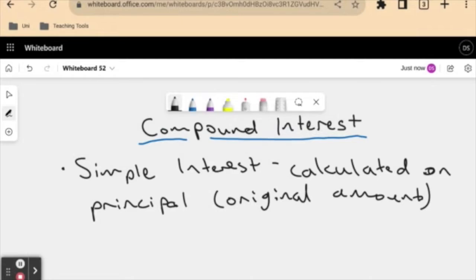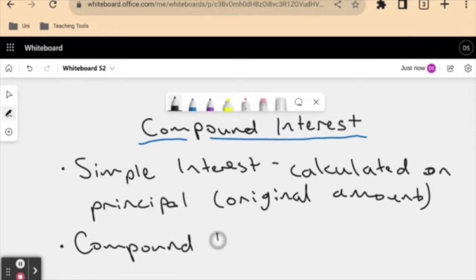Now, let's look at how compound interest differs from this. Now, compound interest, like simple interest, is calculated on the principal amount, but in addition to that, it is also calculated on the accumulated interest from previous periods. So let me write that down, and we're going to get a bit more into this and derive an actual formula for compound interest.